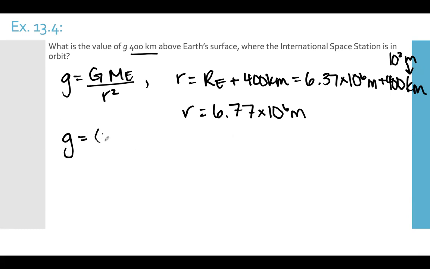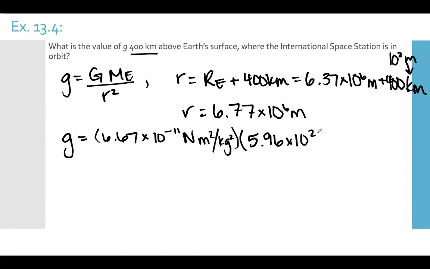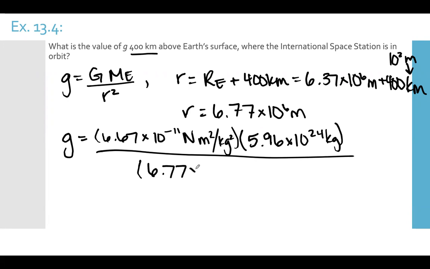So g is going to equal 6.67 times 10 to the negative 11th Newton meters squared over kilograms squared, times the mass of the Earth, which we found to be 5.96 times 10 to the 24th kilograms, over R, which is 6.77 times 10 to the 6th meters, and this is squared. So now we'll need to put this into our calculator. We have 6.67 times 10 to the negative 11th times 5.96 times 10 to the 24th divided by that value squared, and we get g above Earth's surface is going to be equal to 8.67 meters per second squared.